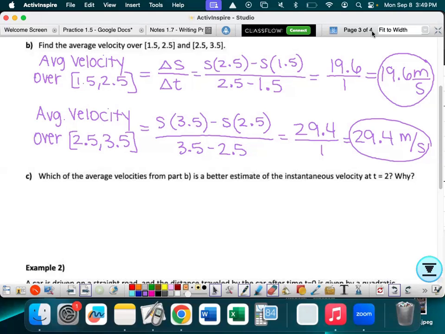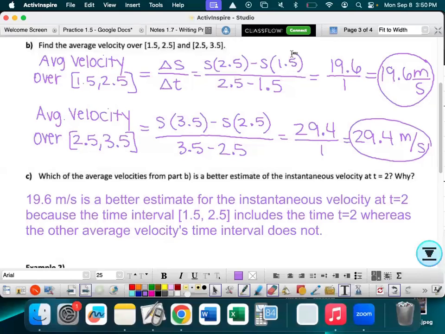So I'm actually just going to go type this up, and I'll have that answer up on the board or up on the screen now. So you can pause the video and write that statement down if you need to.